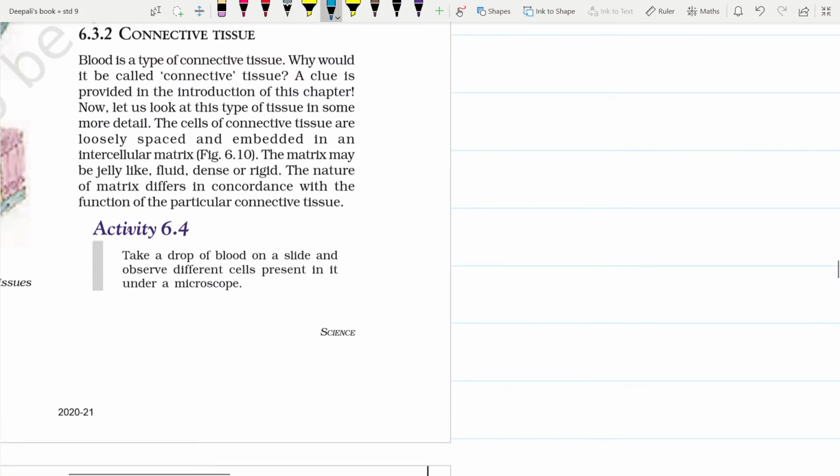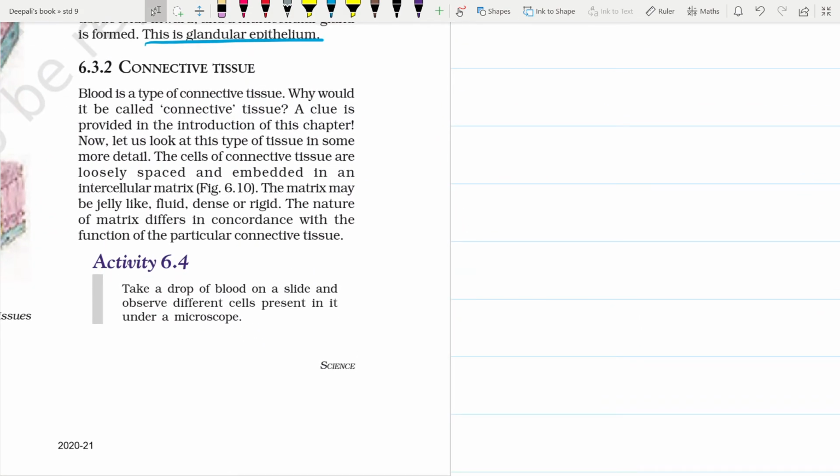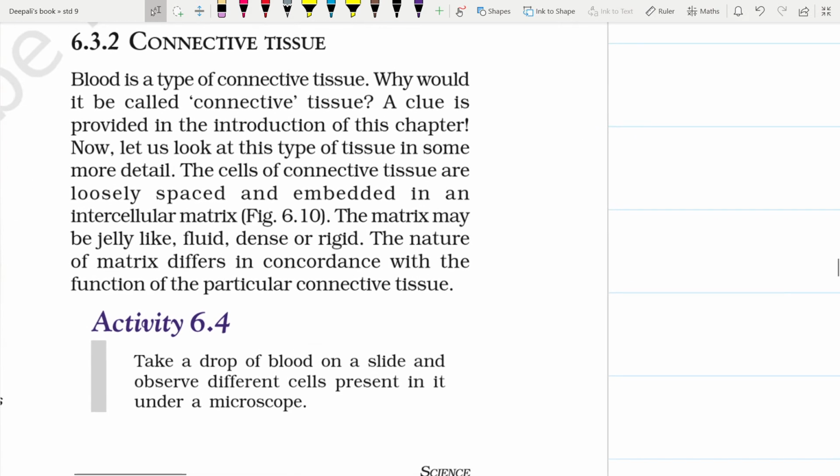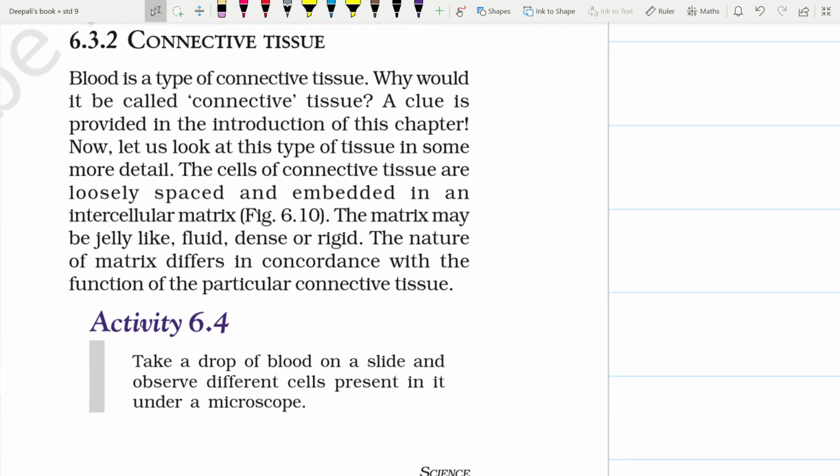We know the connective tissue, blood, very clearly. Now blood is a type of fluid connective tissue. Why would we call it connective tissue? A clue is provided in the introduction of this chapter. Now let us look at this type of tissue in some more detail.